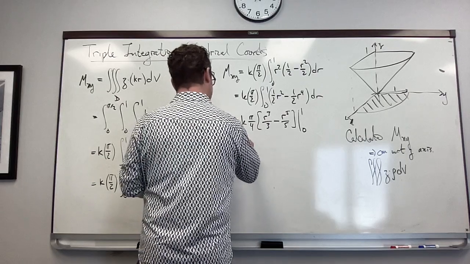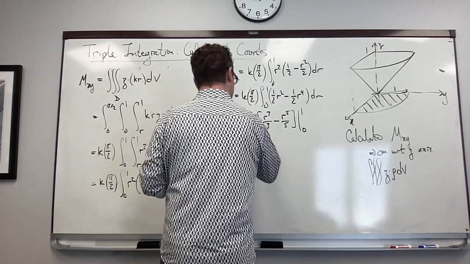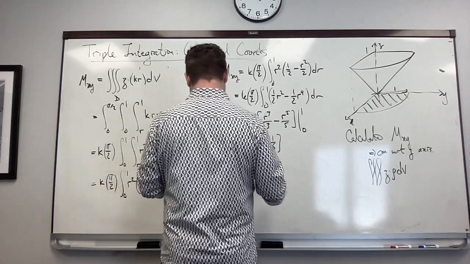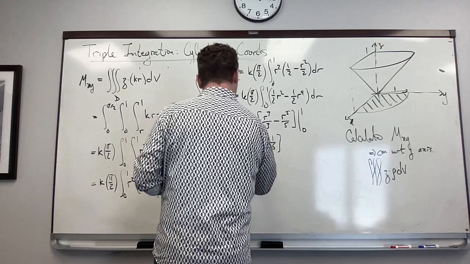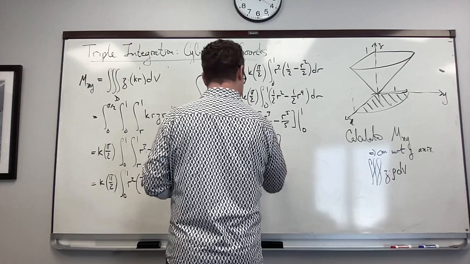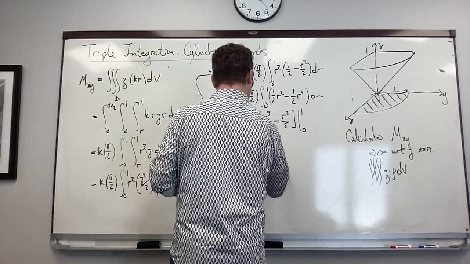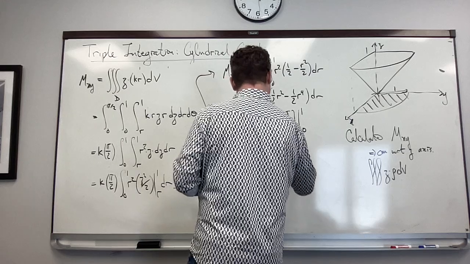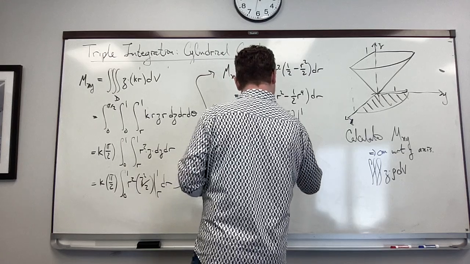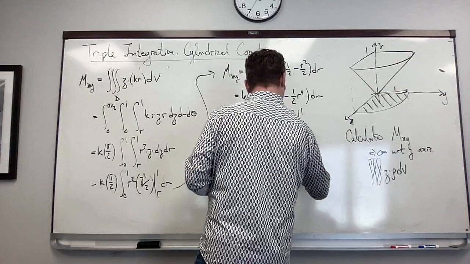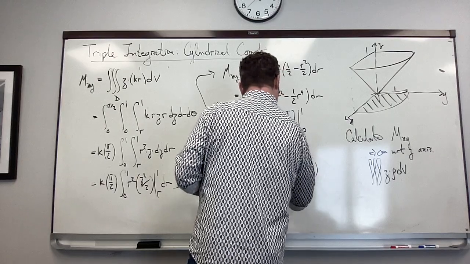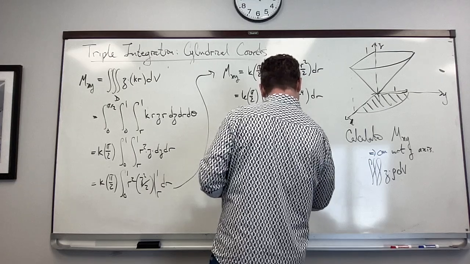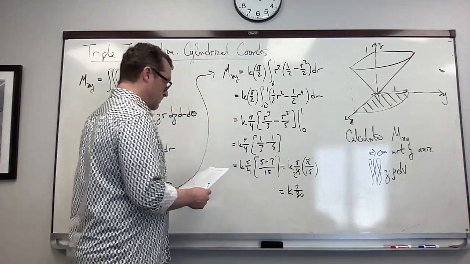So k pi over 4. Then we just have 1 over 3 minus 1 over 5. So that becomes k pi over 4, and then 15. So we got 5 minus 3 divided by 15. So that's 2 over 15. K pi over 4 times 2 over 15. So this becomes k pi over 30.